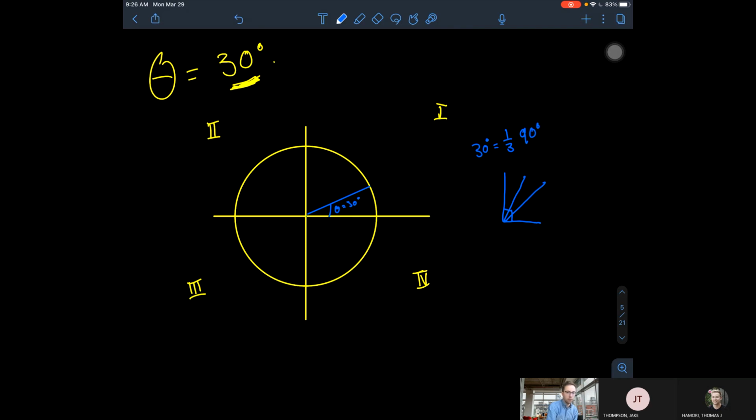Okay, so that's how we measure things using degrees. Theta is just a letter that we use, like x or y or z or whatever, to describe a number, but typically theta is traditionally the letter that we use to represent a number which is a measurement of an angle somehow.